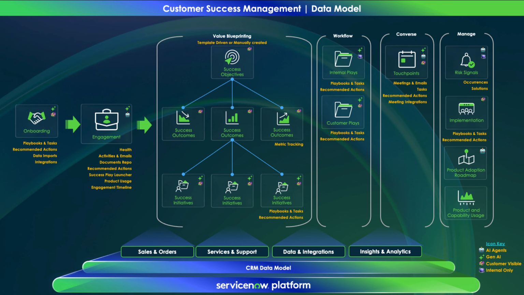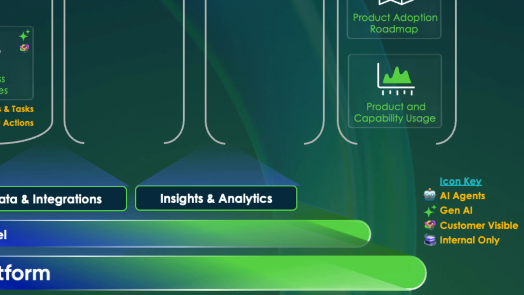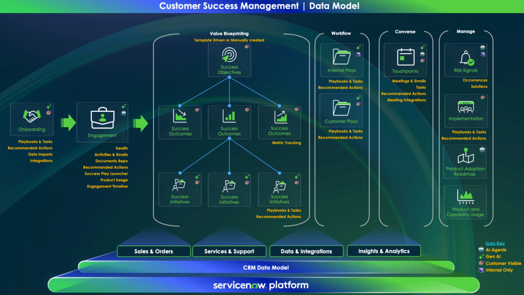One quick orientation note, you'll see a small icon key in the corner of these slides. It flags where the AI agents and generative AI come into play, and whether a record is customer visible or internal only. Worth keeping an eye on as we go.